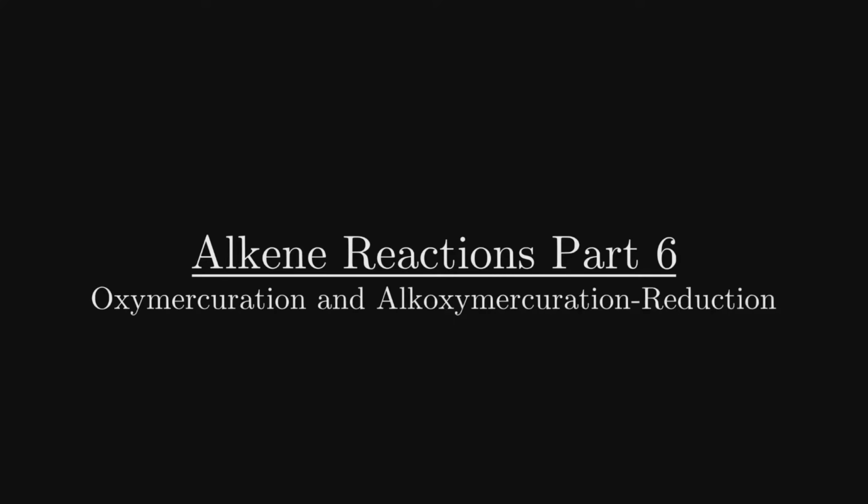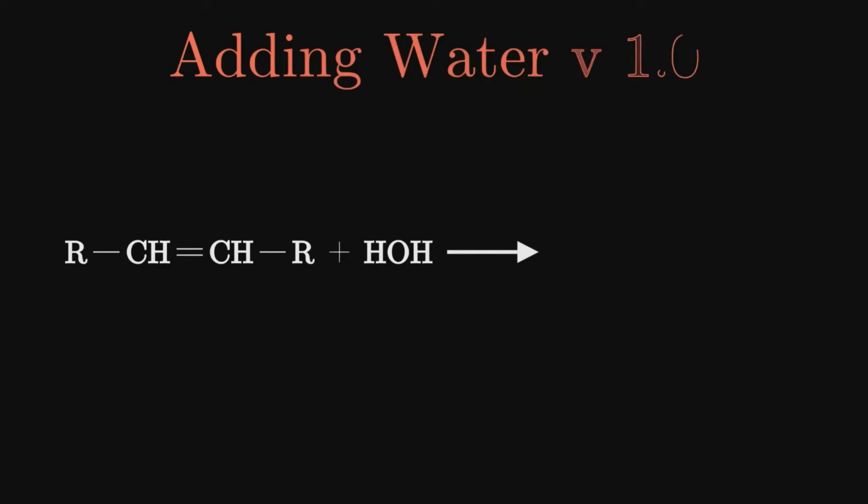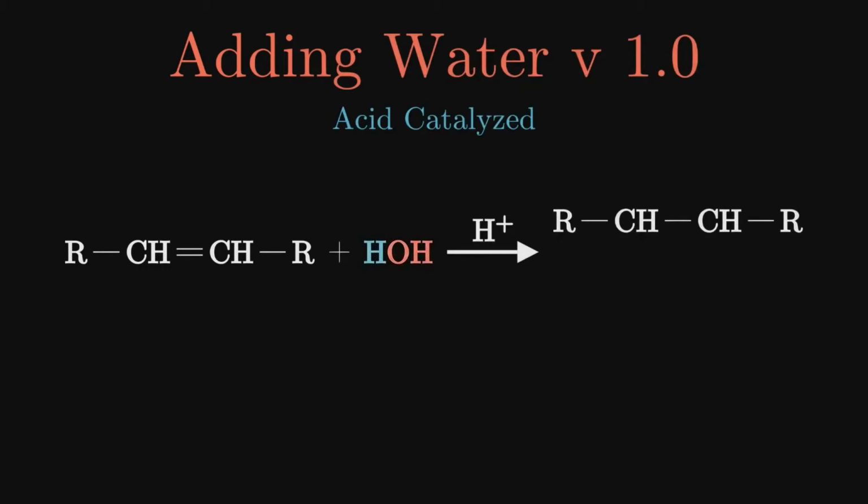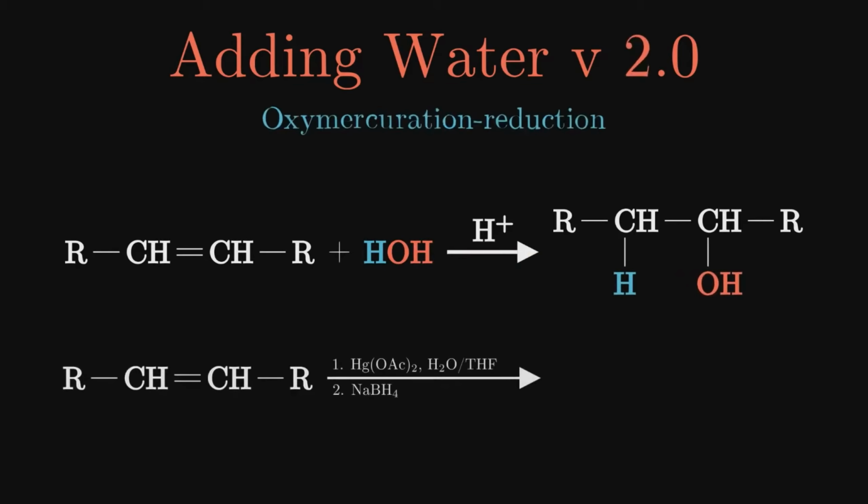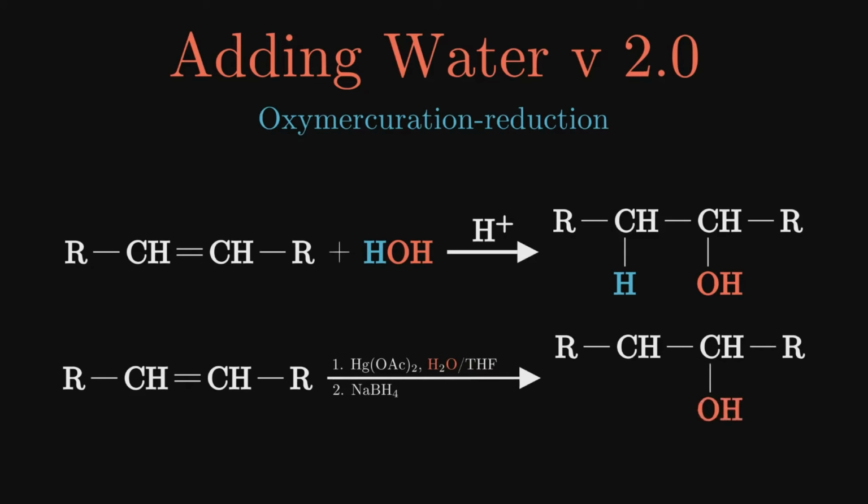Welcome, fellow chemists, to the sixth video on the reactions of the alkenes, where we take a look at oxymercuration and alkoxymercuration reduction. Where previously acid was used to catalyze the addition of water in the formation of an alcohol, a mercury-based compound will be used this time. You can see that the result is the same, but this method does have the advantage of not exposing the original molecule to acidic conditions.